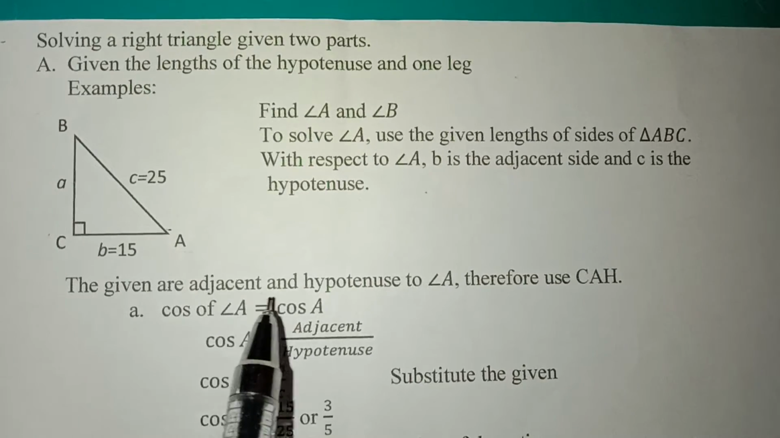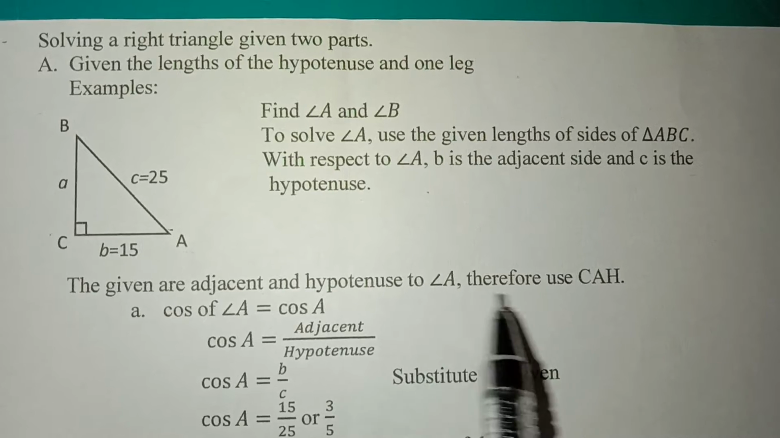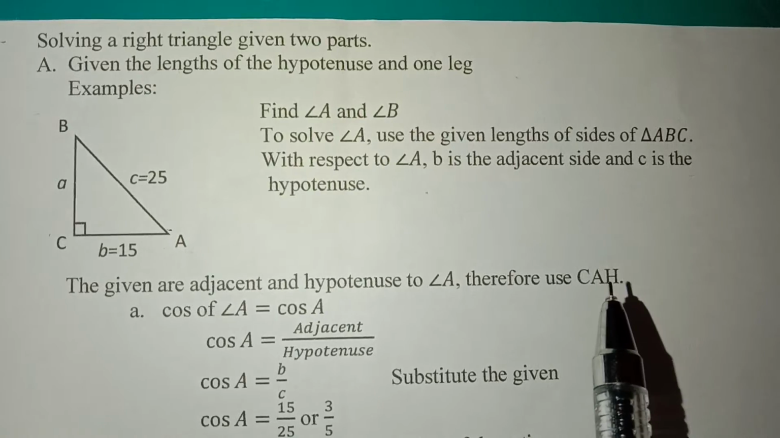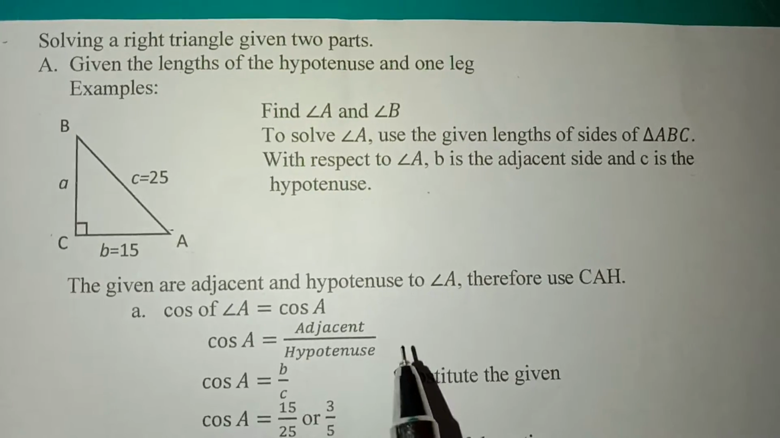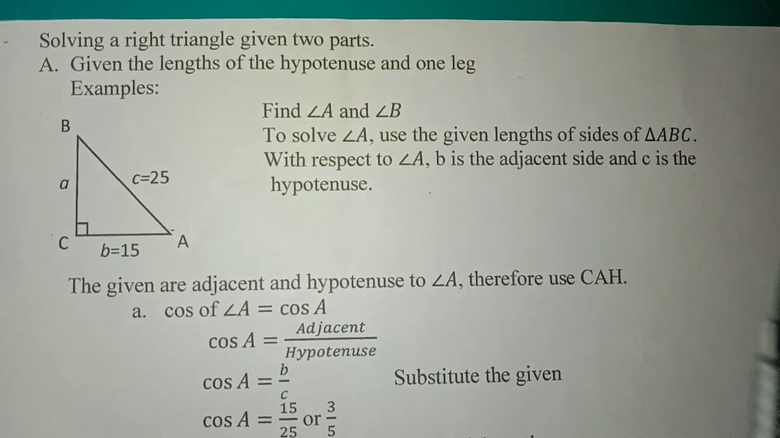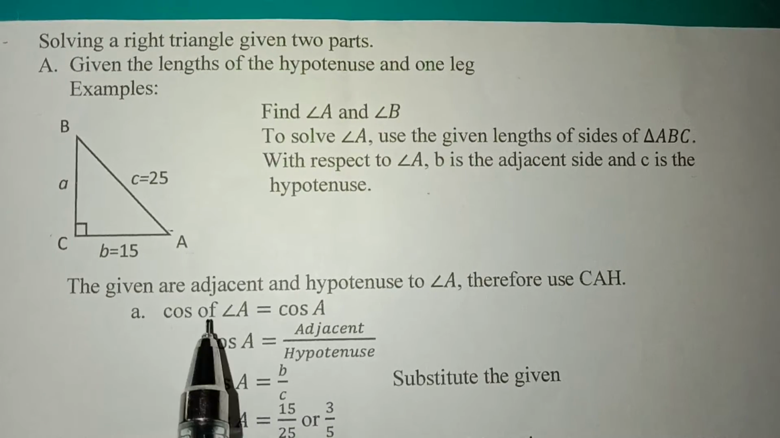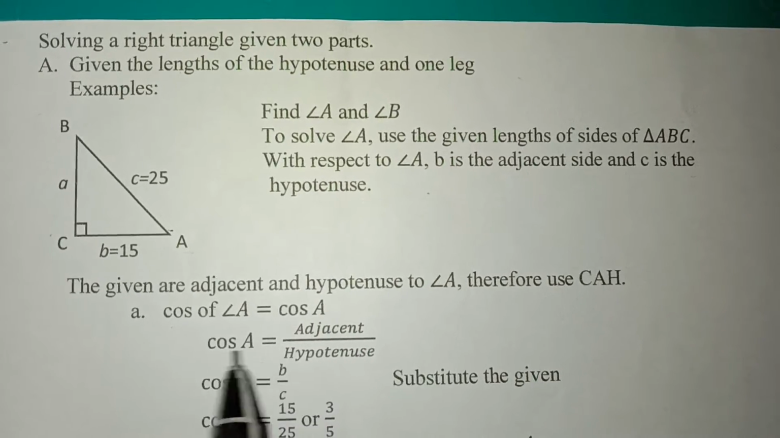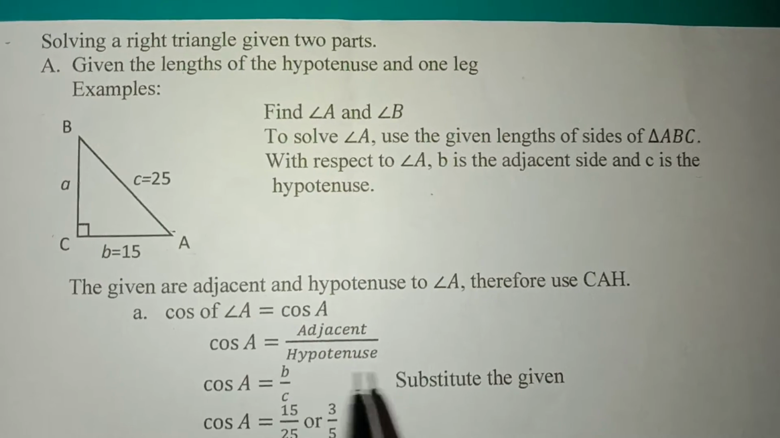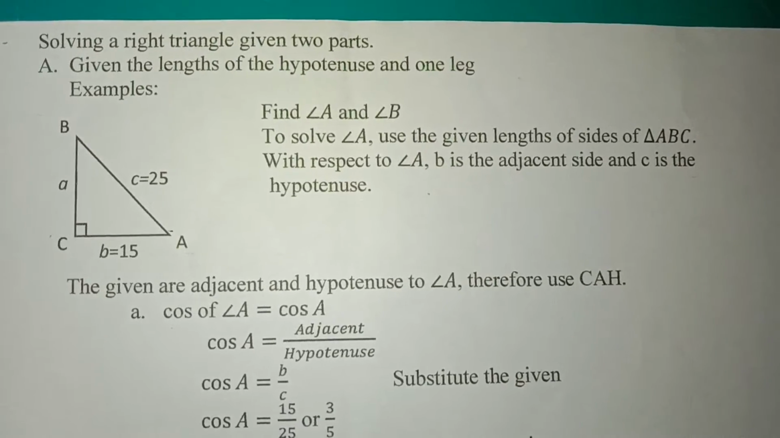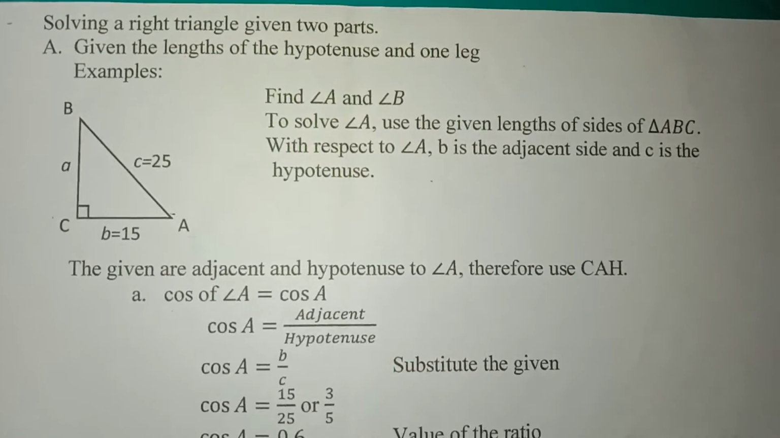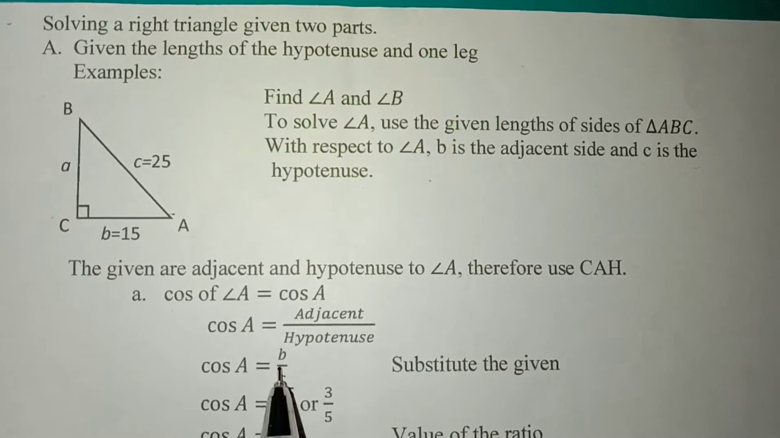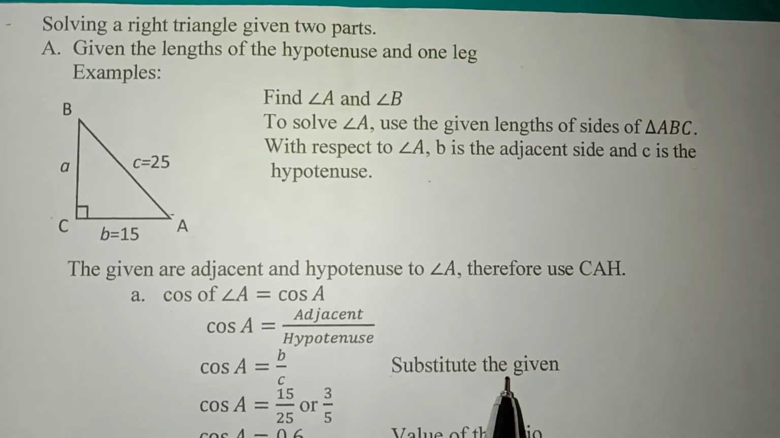The given are adjacent and hypotenuse to angle A, and therefore we're going to use cosine, which is adjacent over hypotenuse. Cosine of angle A equals adjacent over hypotenuse. So the formula is cos A equals B over C. Adjacent is B, hypotenuse is C. Then substitute the given.